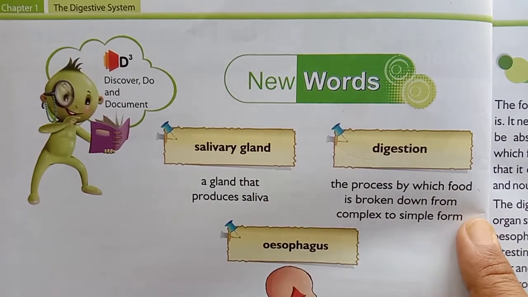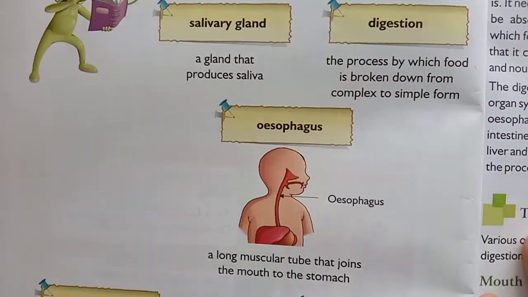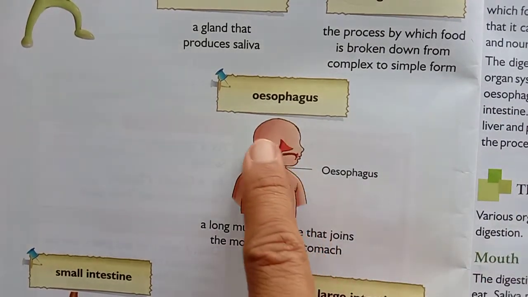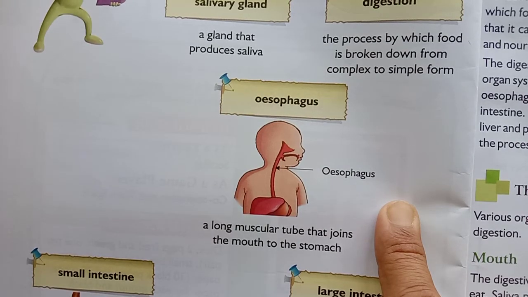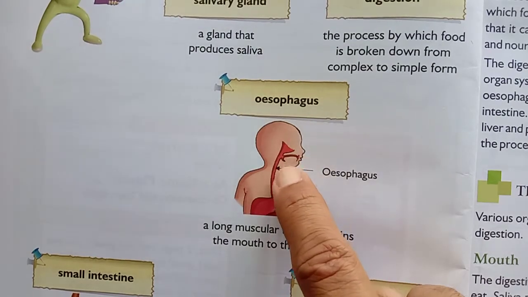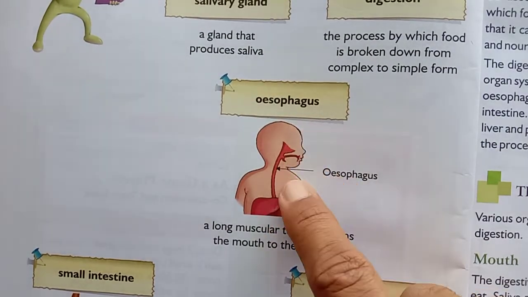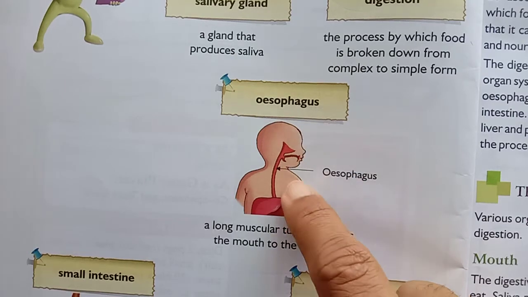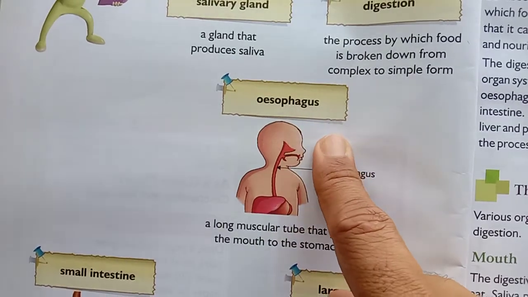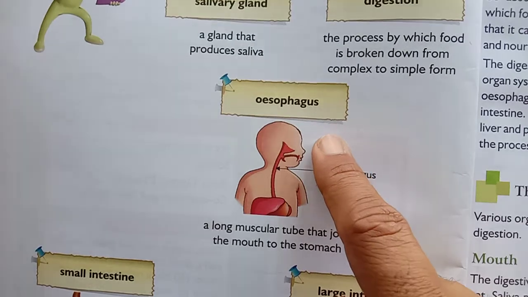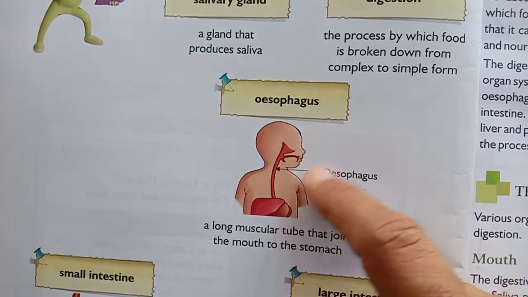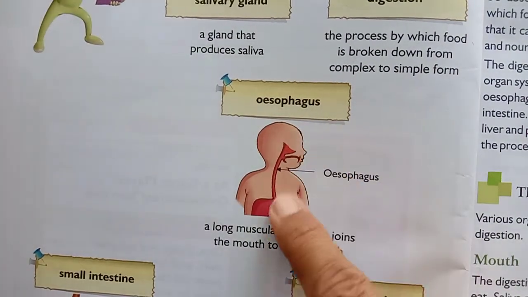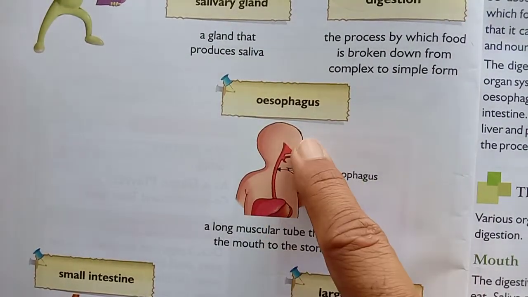Next, one more word is there, that is esophagus. Esophagus means it's a long muscular tube that joins the mouth to the stomach. So you can see here this pipe. This is looking like a pipe, no? For this we will call it a food pipe also. Means the food which we eat enters through this food pipe to our stomach. Okay, students. So this is called esophagus. So you have to remember this one.